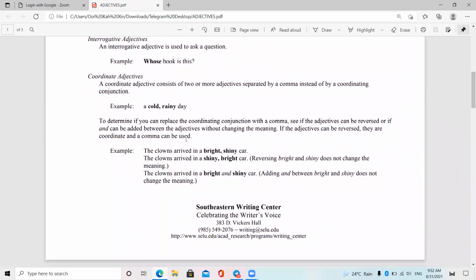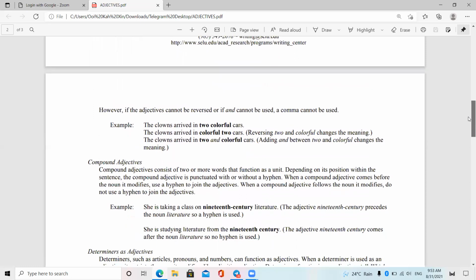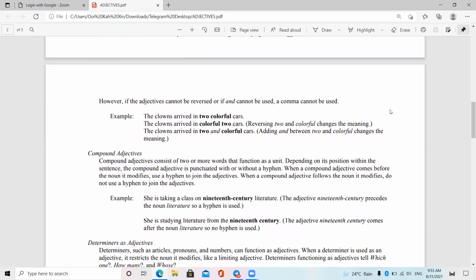The cloud arrived in a bright, shiny car. The cloud arrived in a shiny, bright car. Reversing bright and shiny doesn't change the meaning. The cloud arrived in a bright and shiny car. Adding 'and' between bright and shiny does not change the meaning. Okay, another example we can see: the clouds arrive in two cars. Reversing or adding 'and' here does not work.